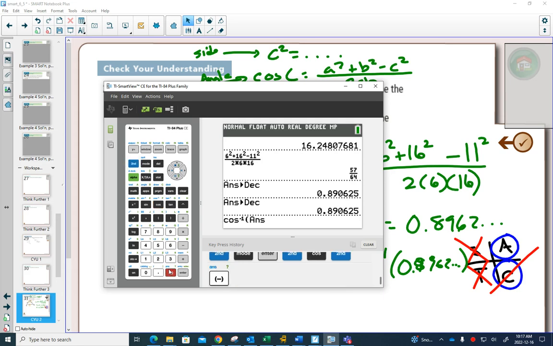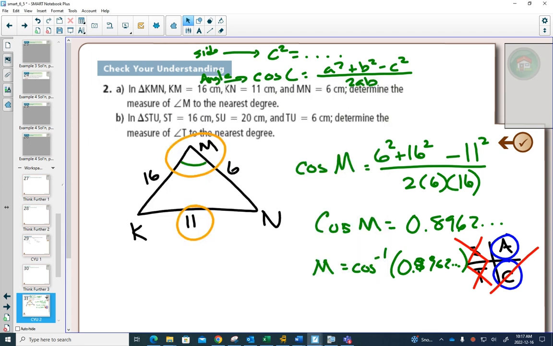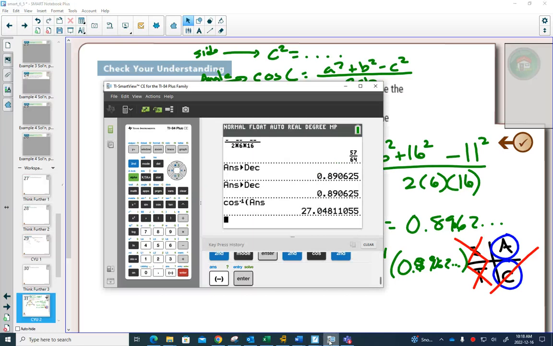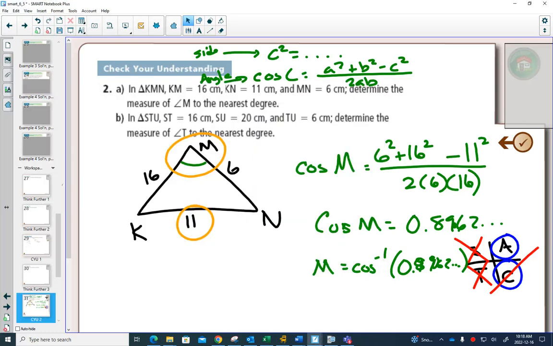Use your answer button to make sure that you're using all of the decimal places. Oh, I didn't even write it. I've got a 0, 0, 0, perfect. Didn't even notice that was missing. And we get angle M is 27 degrees, taken to the nearest degree? Beautiful.